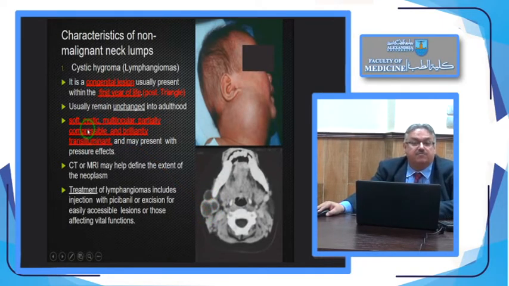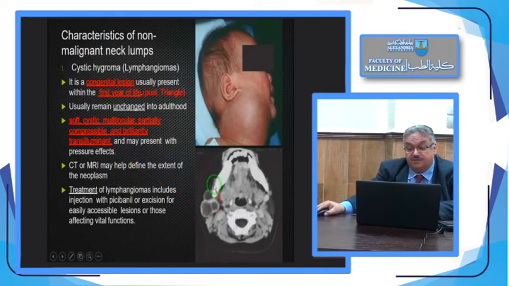So soft, cystic, multilocular, partially compressible, and the very characteristic feature, brilliantly transilluminant, and may present with pressure effects. Of course, if it is so big, it exerts pressure on the upper aerodigestive tract, for example, dysphagia, dyspnea, maybe. CT or MRI may help to define the extent.